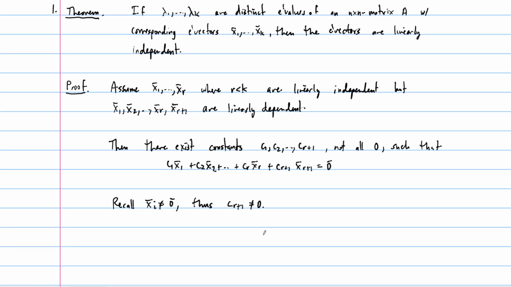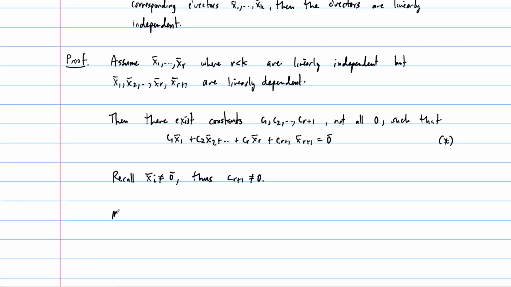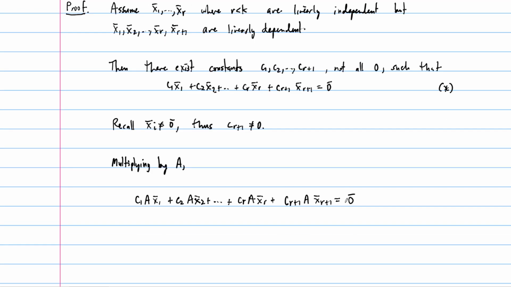I'm going to call this equation star. What we want to do next is apply A to this whole mix. Multiplying by A, A is going to hit each one of these, so I'm going to distribute the A through. We know that we can do this because everything is linear here. We get c1 A x1 plus c2 A x2 all the way up through cr A xr plus c(r+1) A x(r+1) equals 0. A times 0 is 0.